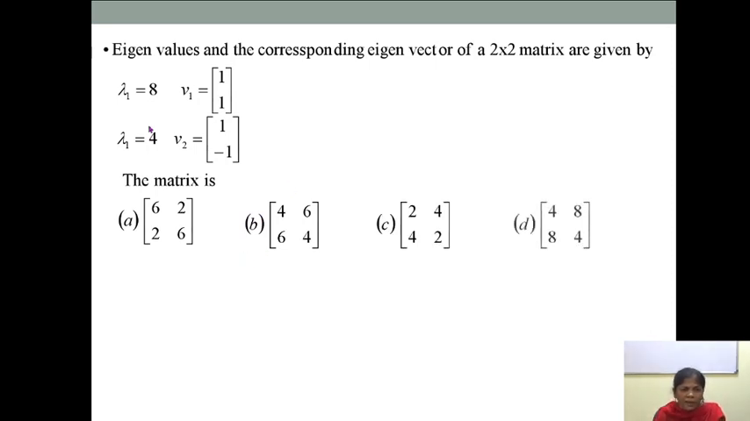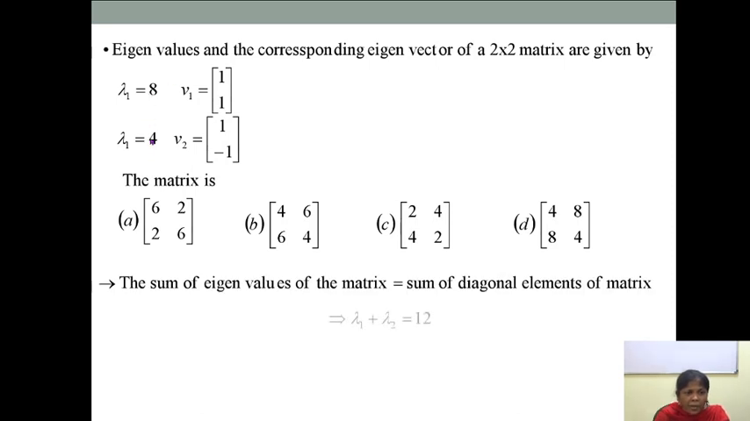How will you decide which matrix these are the eigenvectors and eigenvalues of? It is very easy to find out. See here, the eigenvalues given are 8 and 4. We have the property that the sum of the eigenvalues is the sum of the diagonal elements. So just take the sum of the diagonal elements. 6 plus 6 is 12, 4 plus 4 is 8, 4, and here it is 8. But the sum of the eigenvalues is 12. So that is satisfied only by option A. That's why option A is the correct one, right?